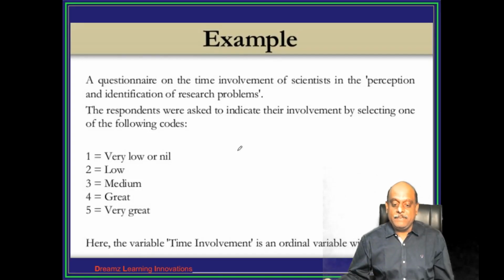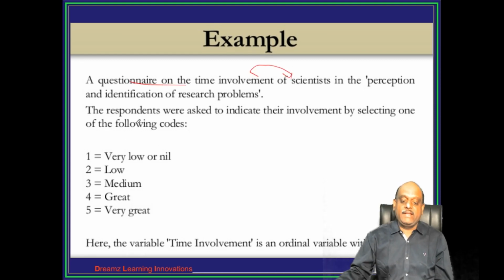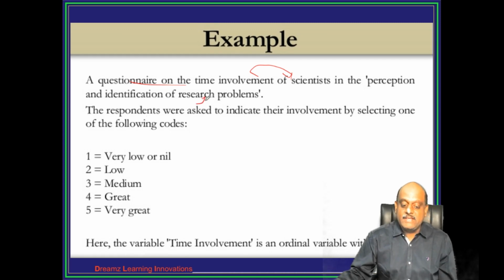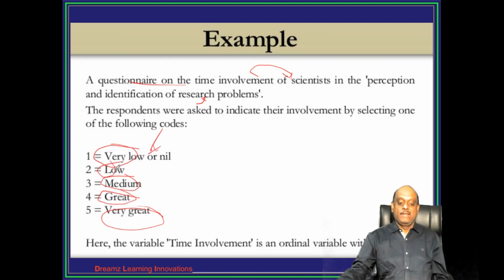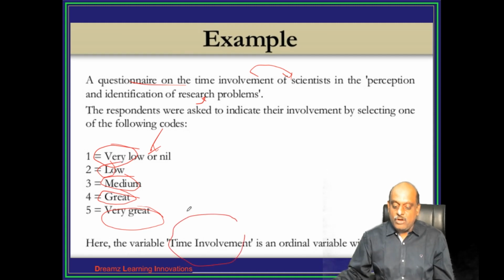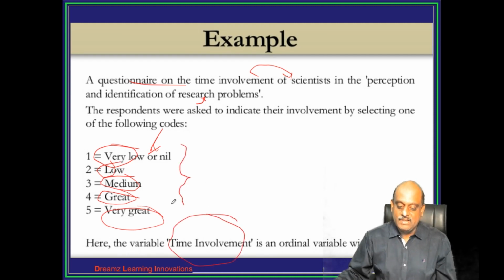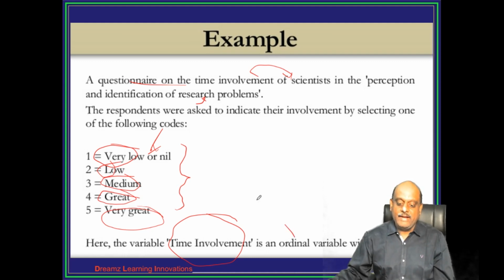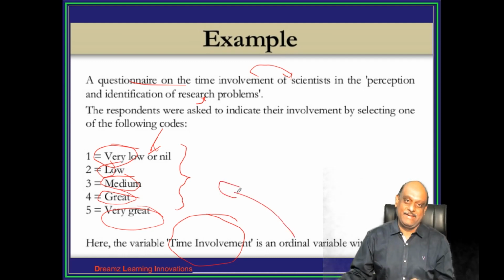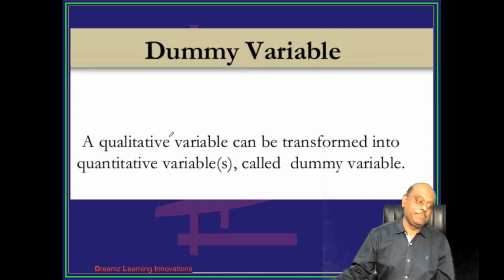Now a very good example, you have taken a questionnaire of the time involvement of the scientists in identifying a research problem. Somebody said very great, great, medium time, low time, very low time or nil time. So the time involvement in this, though it is a categorical one, it is an ordinal variable. That's what you need to remember.